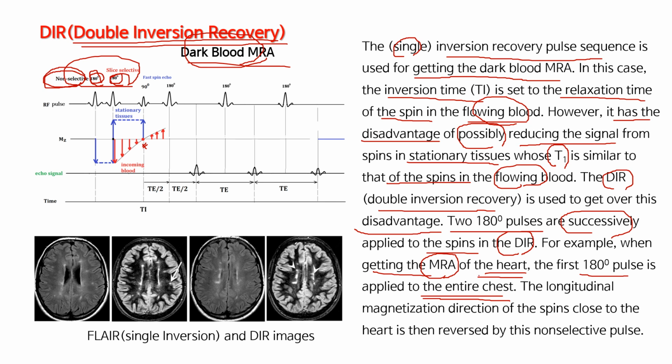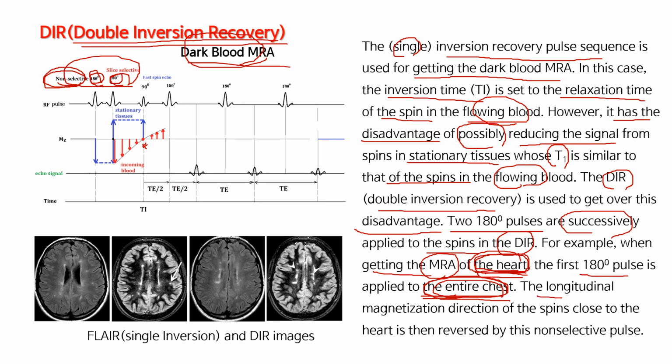So, for example, if you want to have the heart image, then this non-selective 180 degree pulse is applied to the entire chest. So this entire chest includes the heart, right? We want to make a heart image. So in this case, the first 180 degree pulse is not applied to some specific slice of the heart, but applied to an entire region including the heart. Okay, so this is a non-selective pulse.